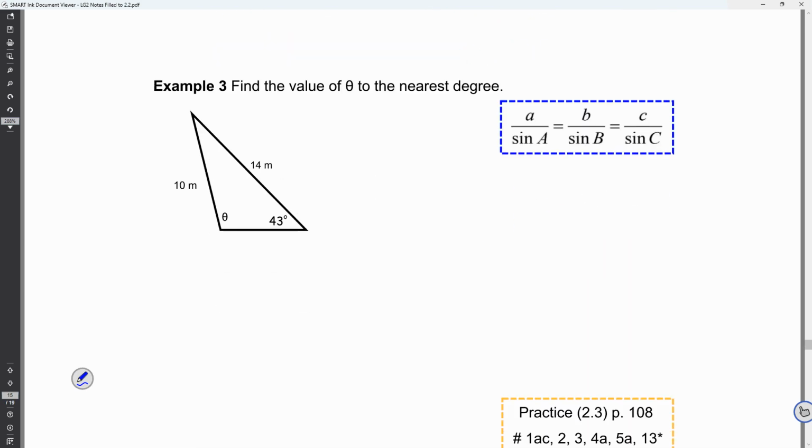Okay, another example. This one is kind of going backwards. This is find the value of theta to the nearest degree. Note it says nearest degree again. We don't care about exact values here. What information do we know? Okay, I know this and I know this. So those are both known.